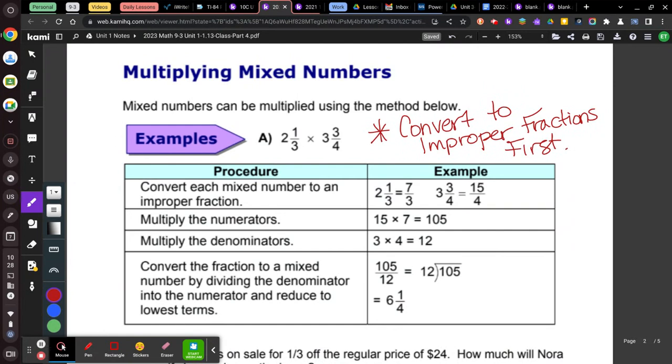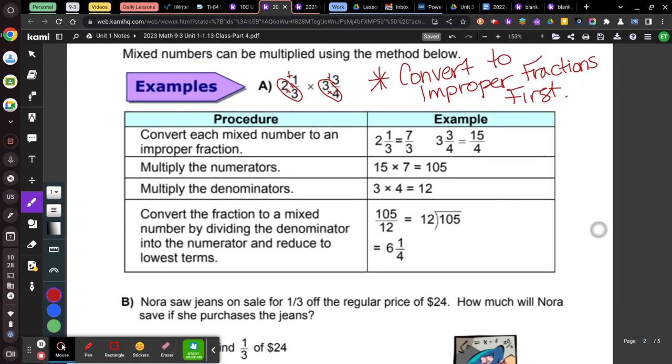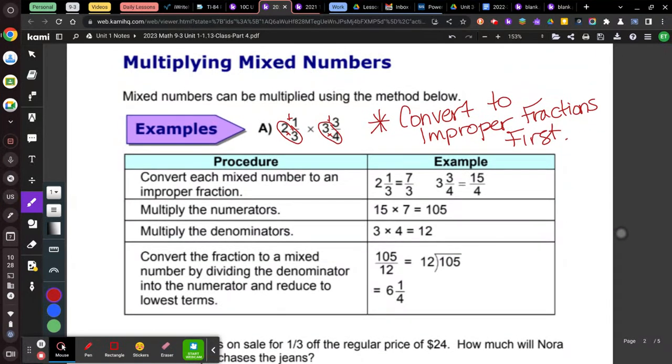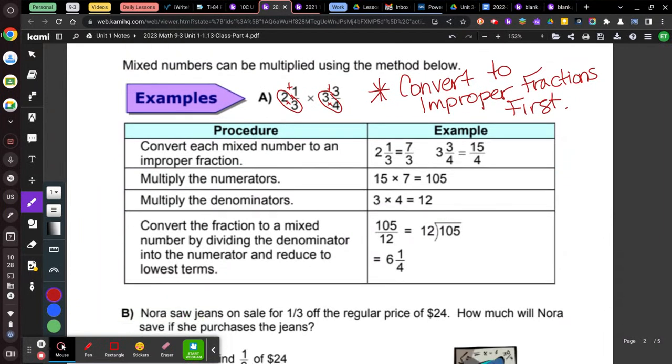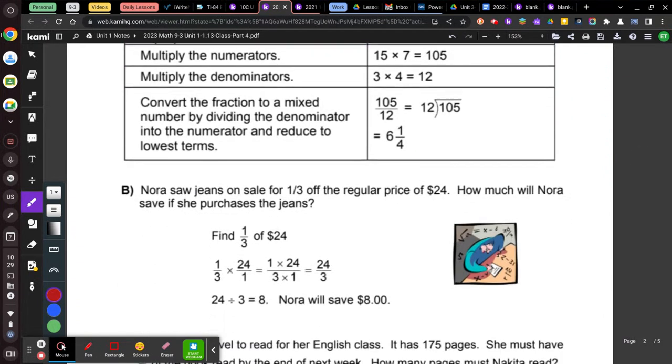So that means we're going to loop, times, and add. So this one here, we would loop, times it, and add it, loop it, times it, and add it. So they've converted into improper fractions. So after I've converted them, you go back to your multiplying rules. Top times top, bottom times bottom, and then reduce your answer. So let's do the next one.